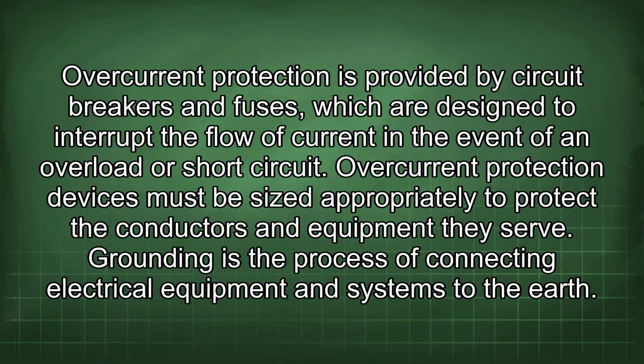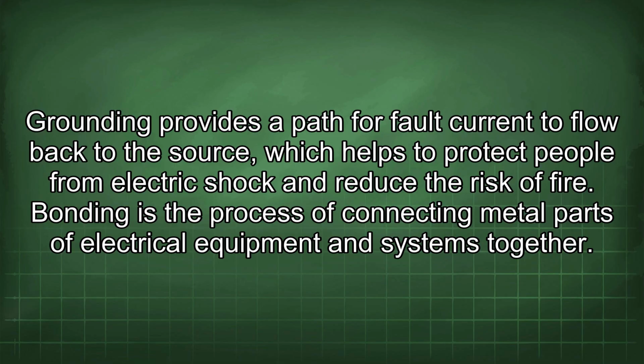Overcurrent protection is provided by circuit breakers and fuses, which are designed to interrupt the flow of current in the event of an overload or short circuit. Overcurrent protection devices must be sized appropriately to protect the conductors and equipment they serve. Grounding is the process of connecting electrical equipment and systems to the earth. Grounding provides a path for fault current to flow back to the source, which helps to protect people from electric shock and reduce the risk of fire. Bonding is the process of connecting metal parts of electrical equipment and systems together.